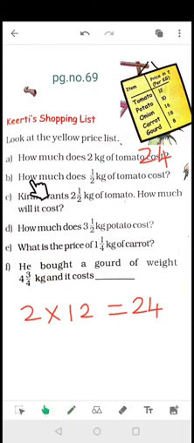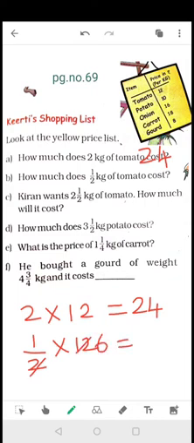Second, how much does half kg of tomato cost? Half kg, we all know how to write half kg. Then multiply with the cost of tomato, 12. Then we have to cancel into the table, how many times is it coming? 6 times. And half kg of tomato is 6 rupees.